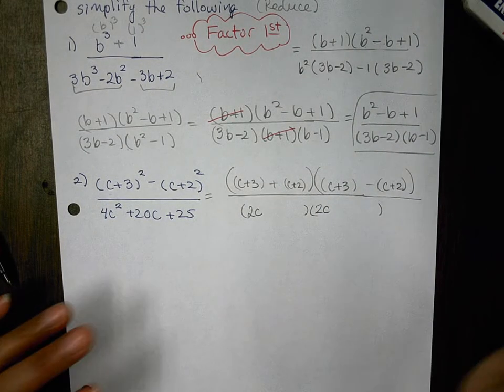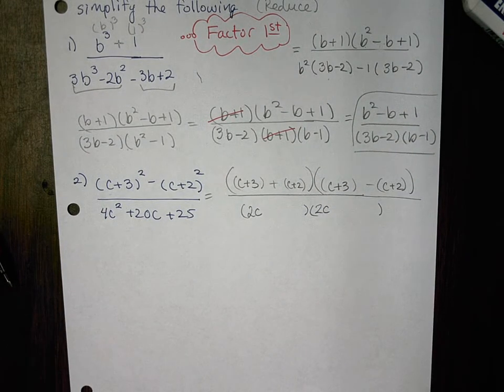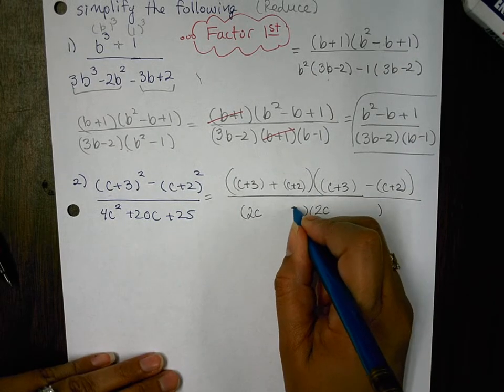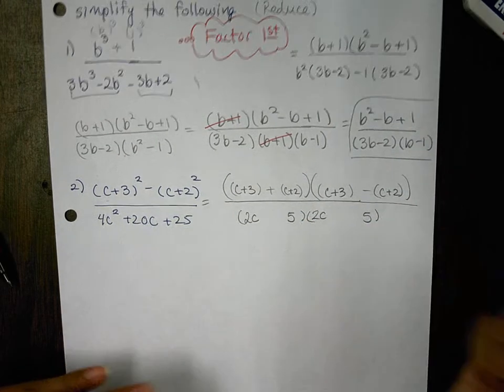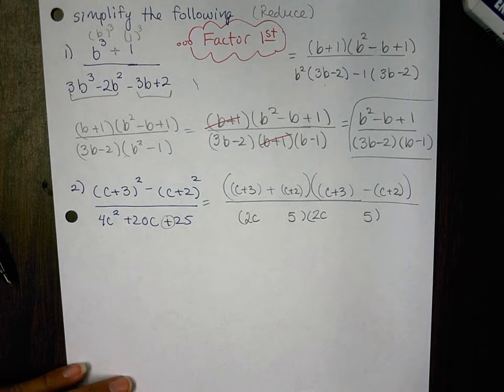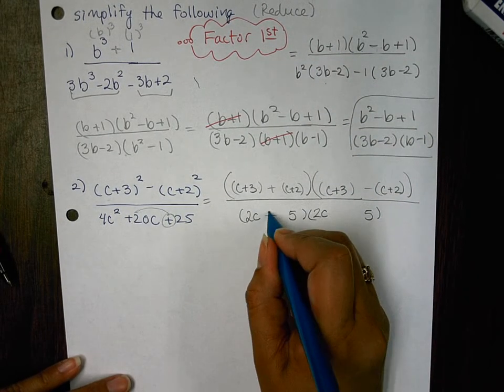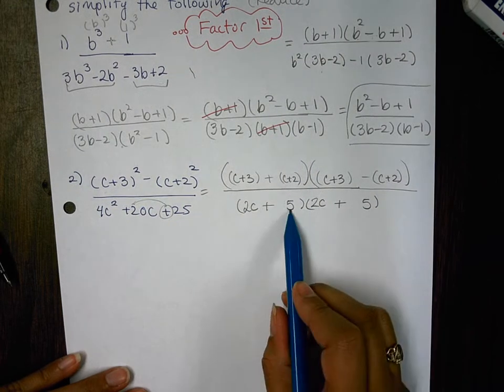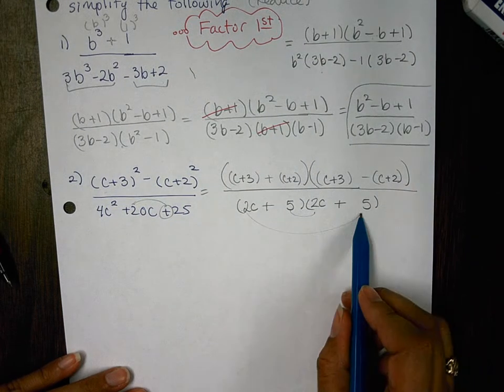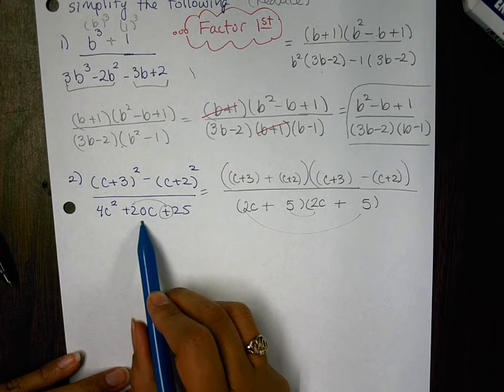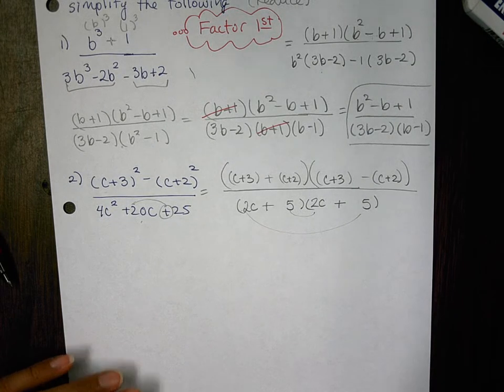Now, it may not be 2c and 2c, it might be 4c and 1, but I'm going to try 2 and 2 first. 25 may not be 5 and 5, it may be 25 and 1, but I'm going to check this first. My last sign is positive, which means my two signs are the same. The middle term tells me they are both positive, and if you check 10c and 10c, that gives you 20c. So we factored correctly. Whew.